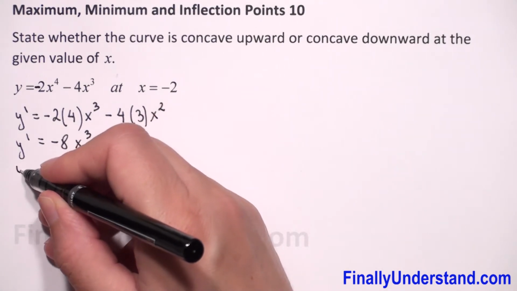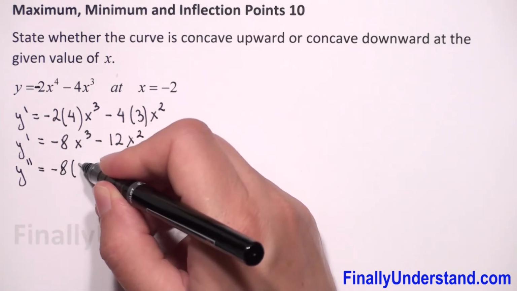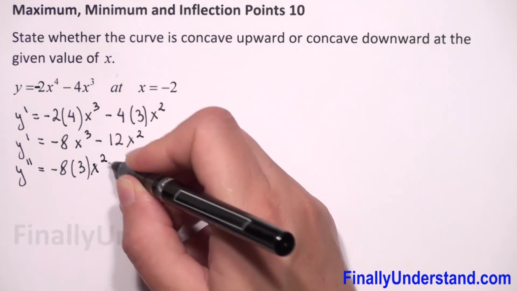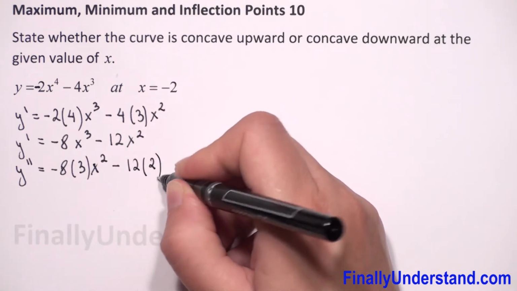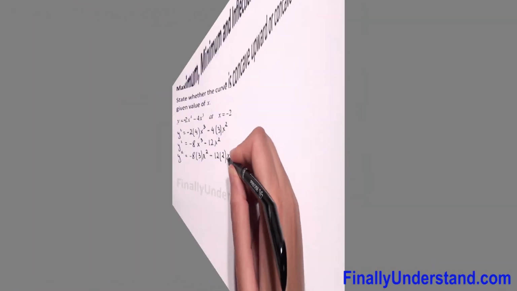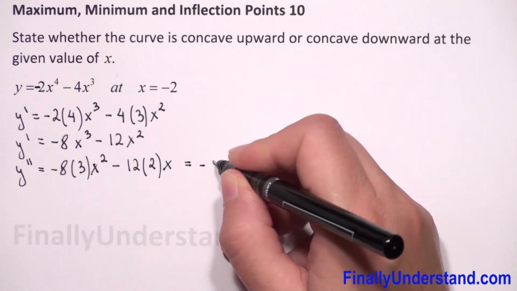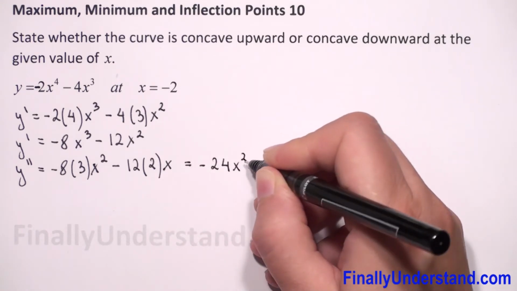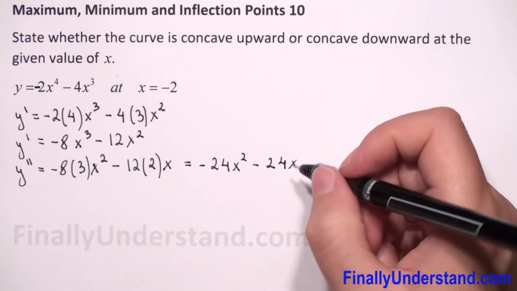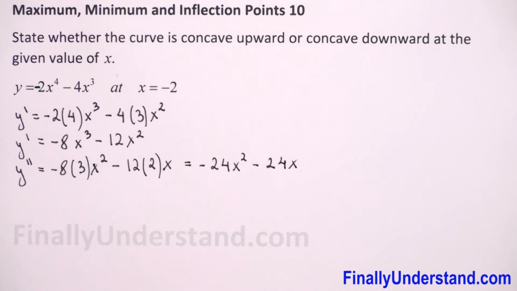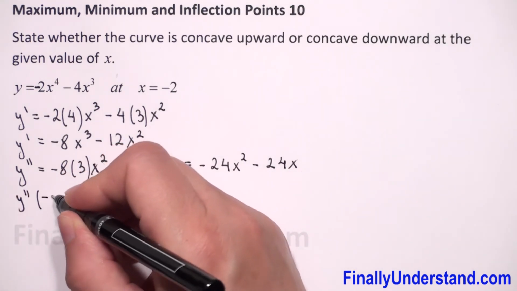Now we have to calculate the second derivative. It is negative 8 times 3 times x to the second power minus 12 times 2 times x. So this is equal to negative 24x squared minus 24x. So now we can calculate the value of the second derivative for x equals -2.